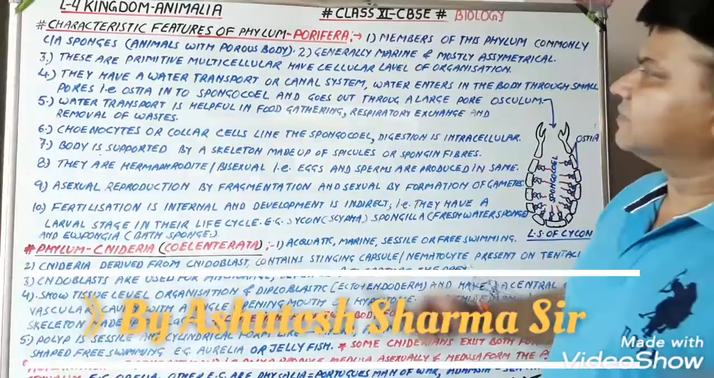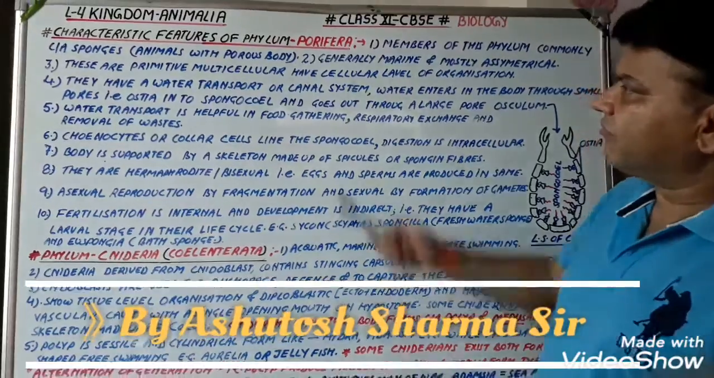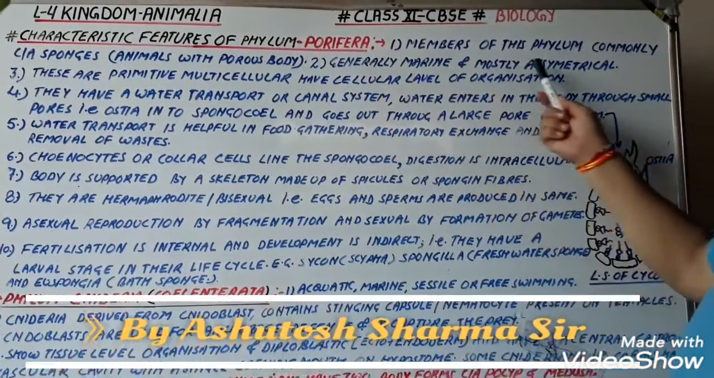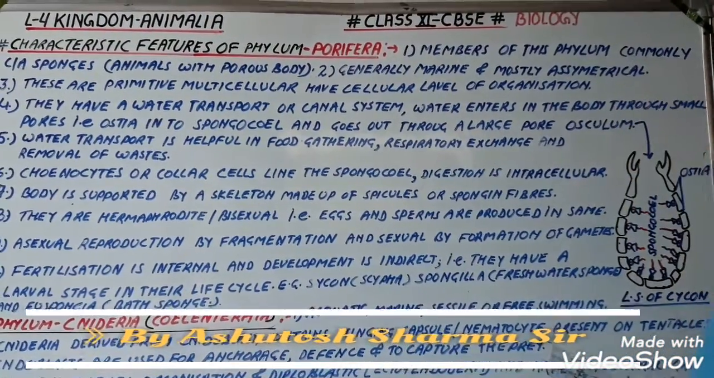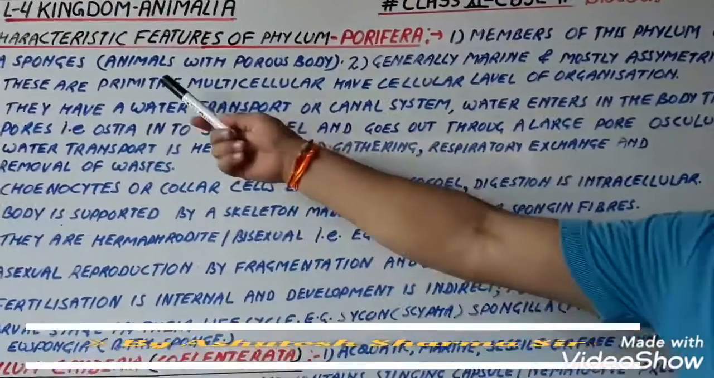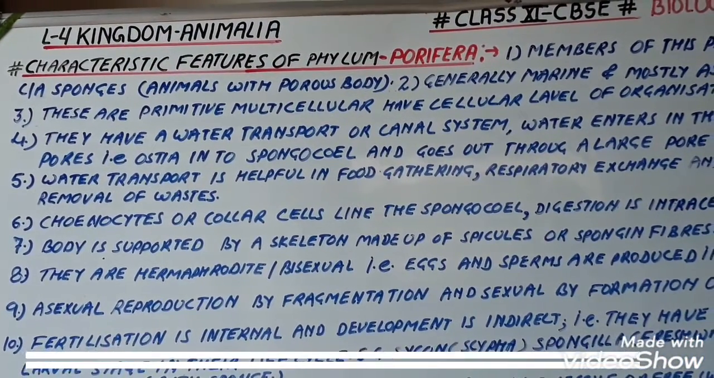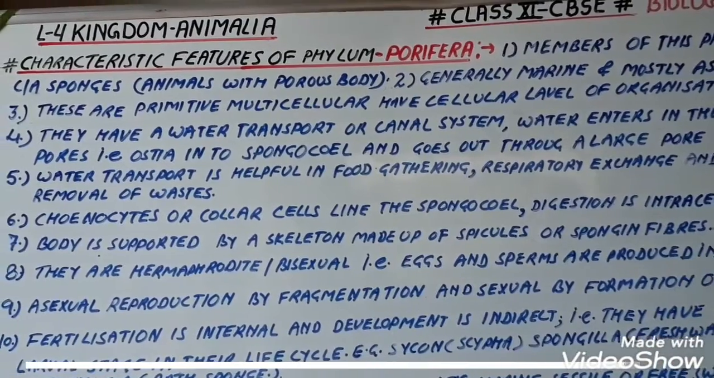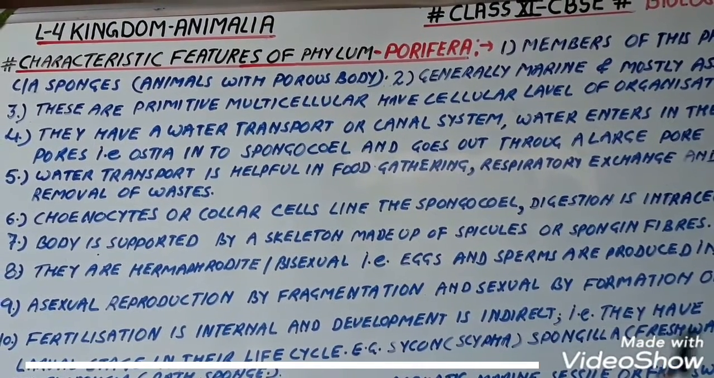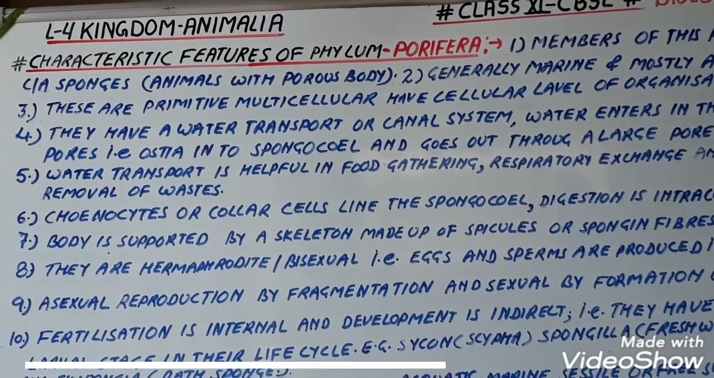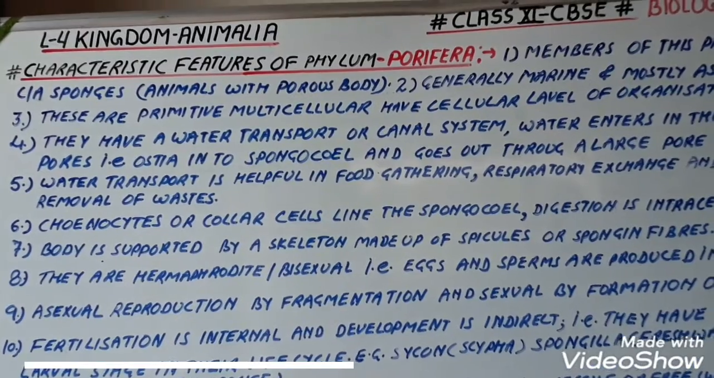As you know, the members of phylum Porifera are commonly known as sponges. Sponges means animals with a porous body, that is, they have pores in their body. So all poriferans have pores in their body, hence called Porifera.